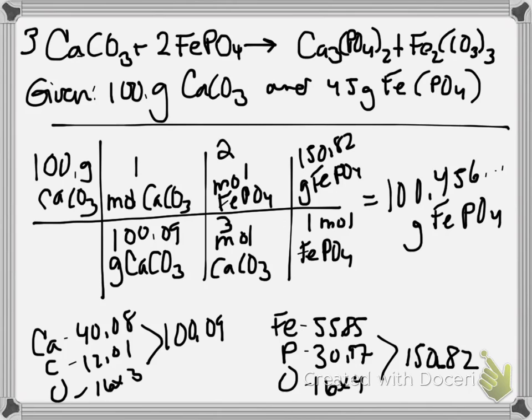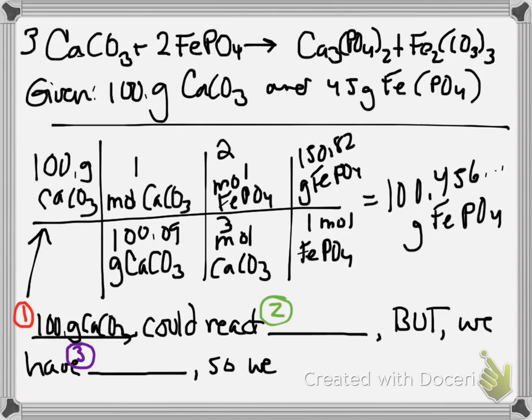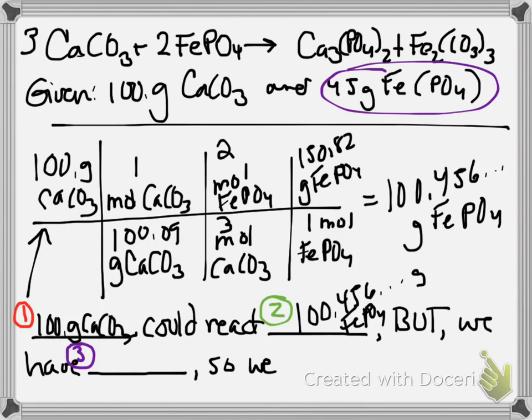What do we need to do with that? I'd write a sentence. I would write a sentence. Our sentence ready, and our first spot is our given. 100 grams of calcium carbonate could react 100.456 etc. grams of iron 3 phosphate, but we have to look back up to our given. But we have 45 grams of iron phosphate.